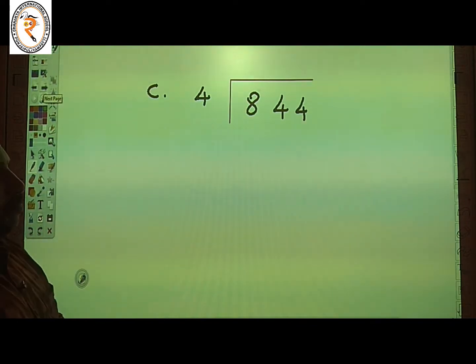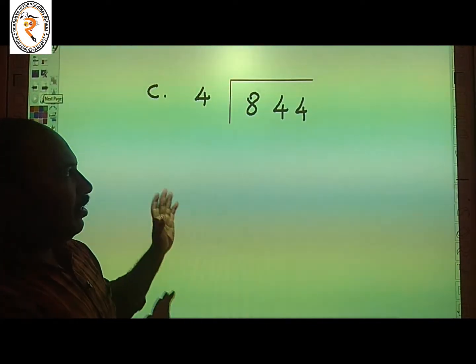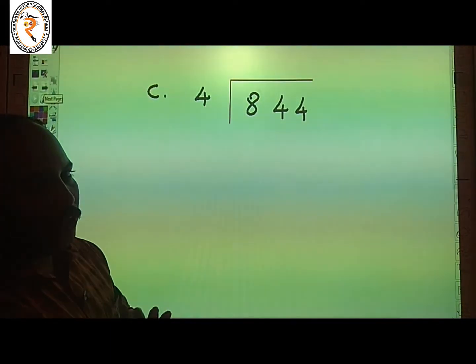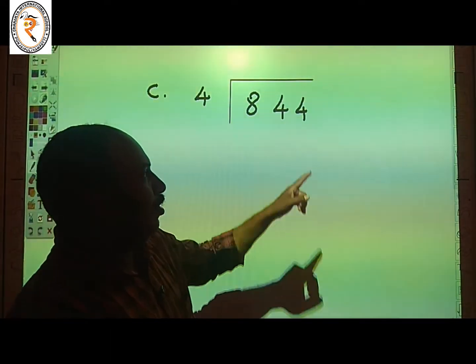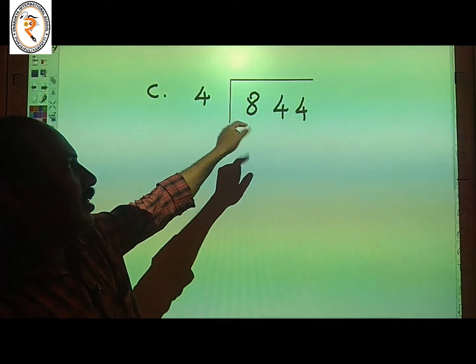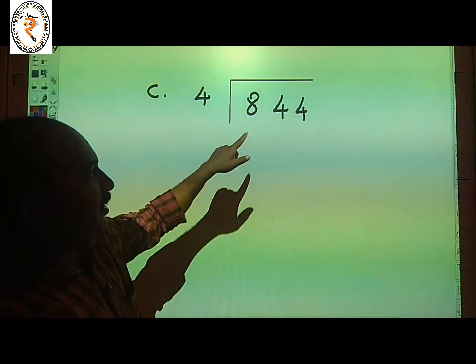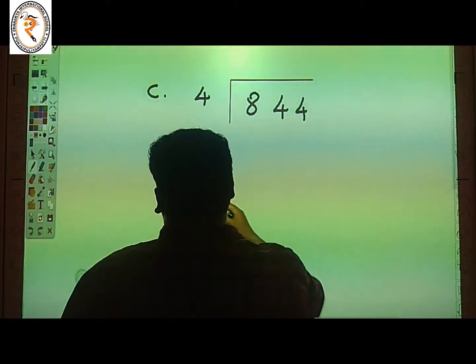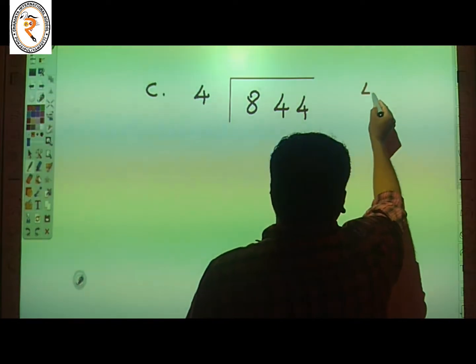Next one, C part. 844 divided by 4. 844 is the dividend, and 4 is the divisor. 844: ones, tens, hundreds. We want to divide 8 divided by 4. Our divisor is 4, so we take the fourth table up to 8.